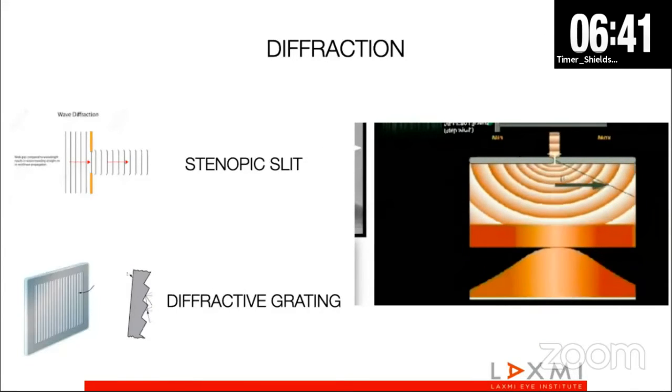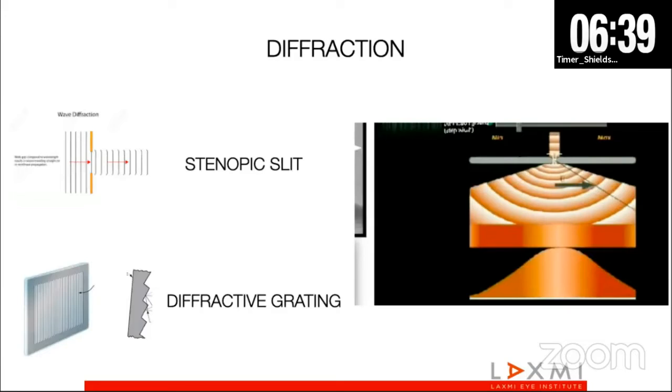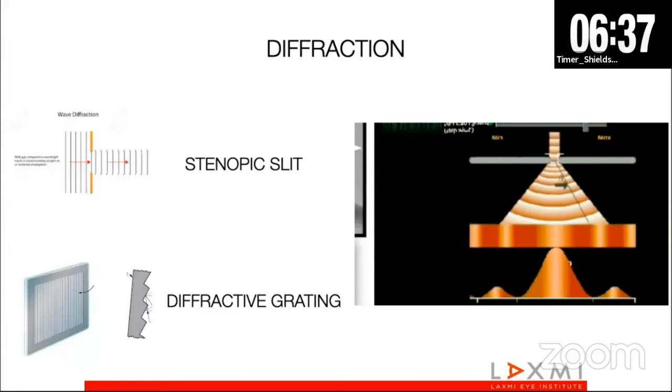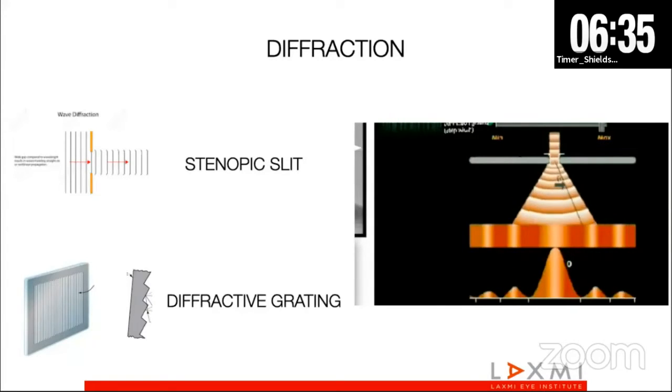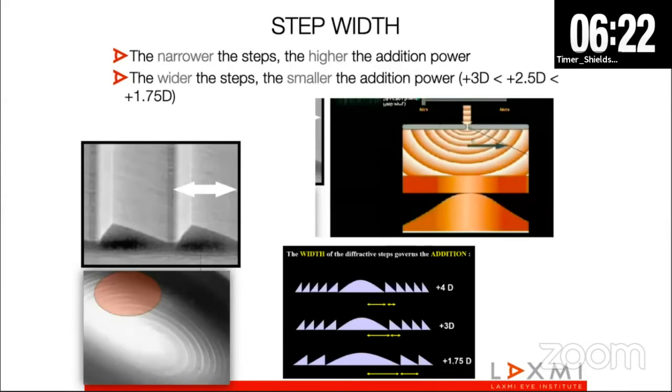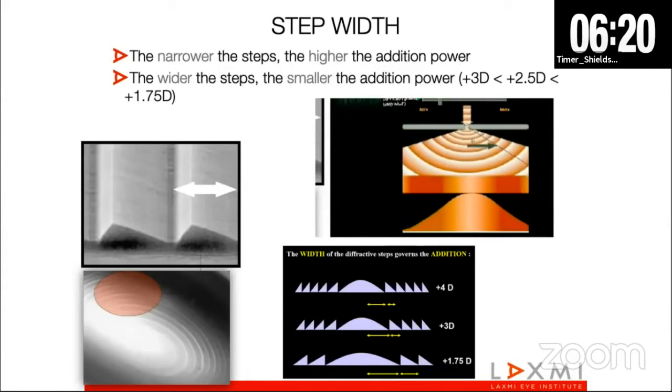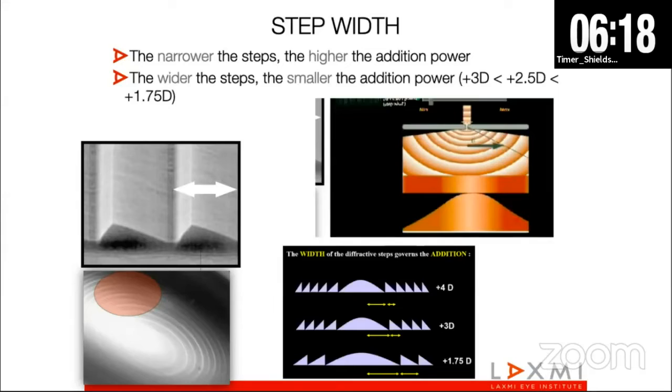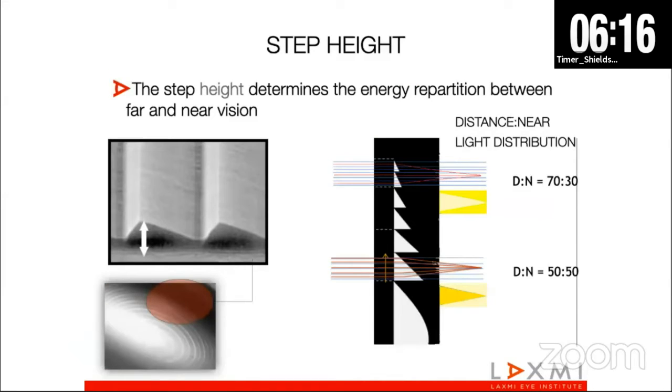So, when light passes through a stenopaic slit or a diffractive grating, the light deviates by an amount which is related to the step width of the diffraction grating. Narrower the step, higher the power. And the step height decides the light distribution between distance and near. So by reducing the step width, we can increase the add power of a multifocal lens. And by increasing the height of the diffraction grating, more light can be dedicated to near compared to distance.